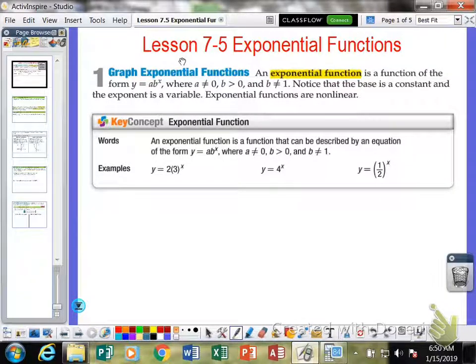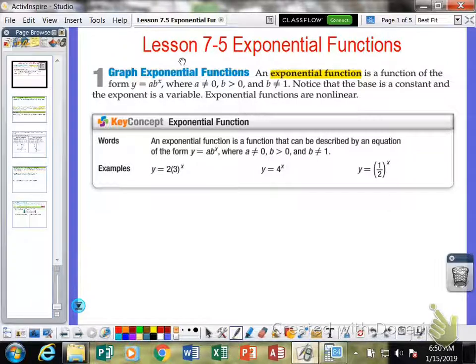Lesson 7.5, we're going to talk about exponential functions. An exponential function is a function of the form y equals a times b to the x, where a cannot be 0, so a is any number but 0. B has to be greater than 0, so we only have positive values for b, and b cannot be 1.